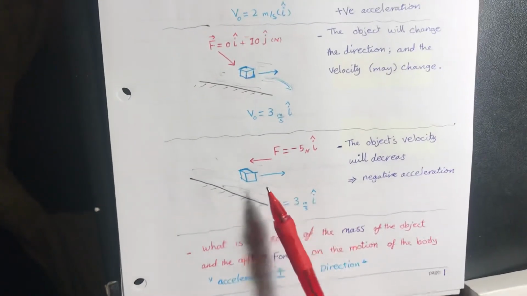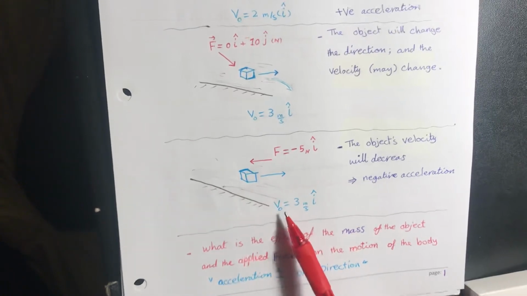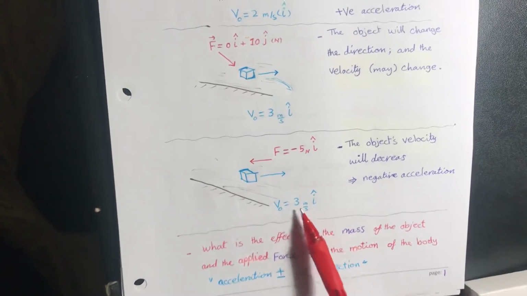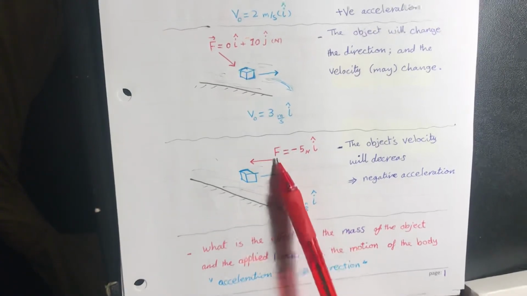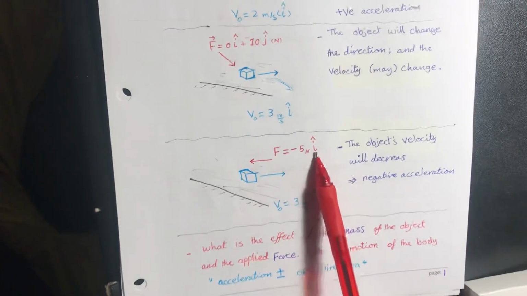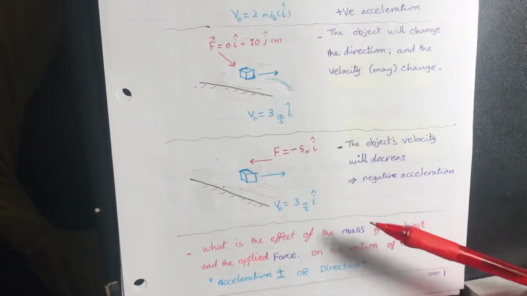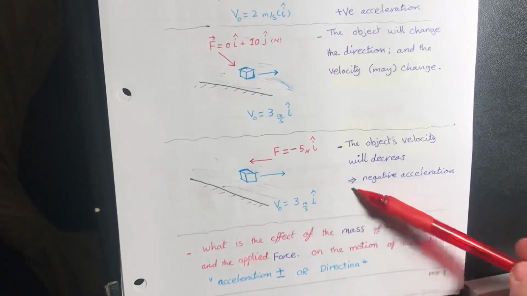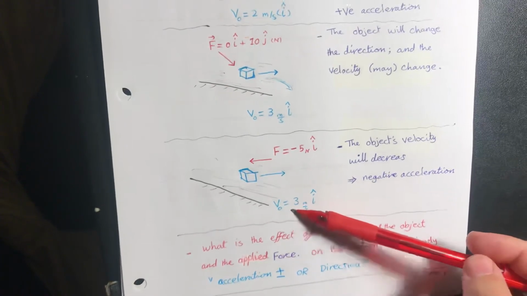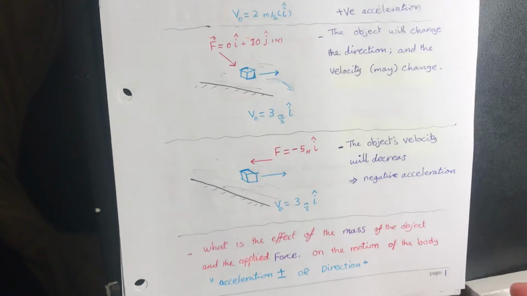Also, if we have an object which moves in the positive x direction, i hat, and we have a force of negative 5 i hat, which means it is in the opposite direction, then the velocity of the object will decrease. So v2 will be less than v1 or v0, and we have negative acceleration.